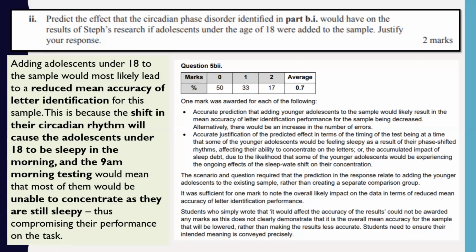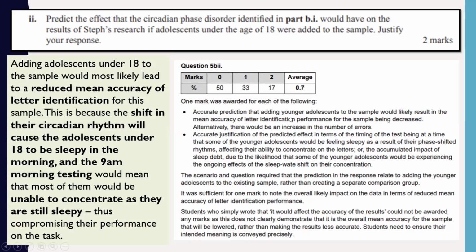So what that's going to mean is that the mean accuracy of letters that are identified is going to reduce, because when you're sleepy in the morning, you're unable to concentrate. As an adolescent under the age of 18, you're not going to be as accurate in your identification of letters. Your accuracy in that cognitive task is going to decrease. Alternatively, you could say that adding adolescents under the age of 18 would lead to an increased number of errors in the letter identification task, because for the same reason, they'd be unable to concentrate and thus more likely to make errors in the letters that are identified. Okay, so that's 0.7 out of 2.